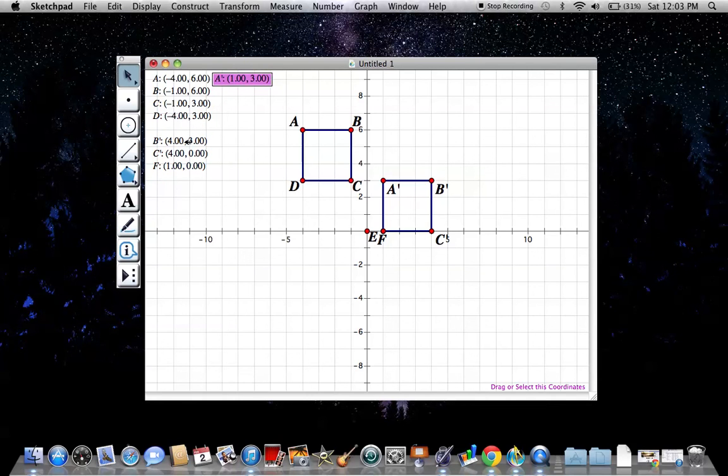Same thing with point B. I do it to every point on the pre-image. So -1 plus 5, 4. 6 minus 3, 3. -1 plus 5 is 4. 3 minus 3, 0. -4 plus 5 is 1. 3 minus 3, 0. Okay? So with the translation, if I move it up, I'm adding to the y value. If I'm moving it down, I'm subtracting from the y value. If I'm moving it to the right, I'm adding to the x value. If I move it to the left, I'm subtracting from the x value.